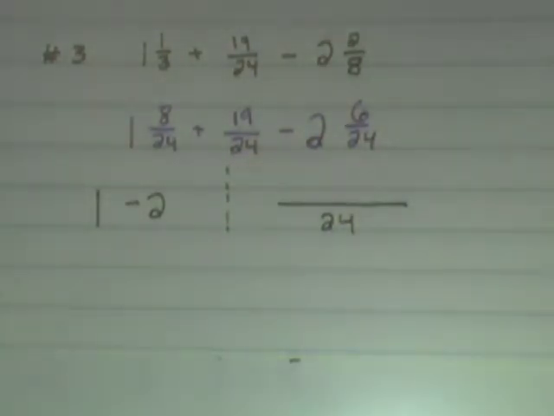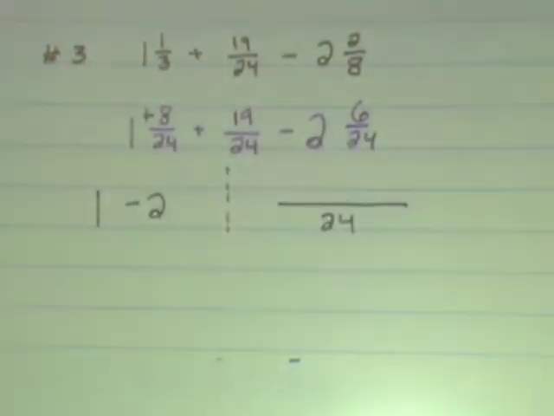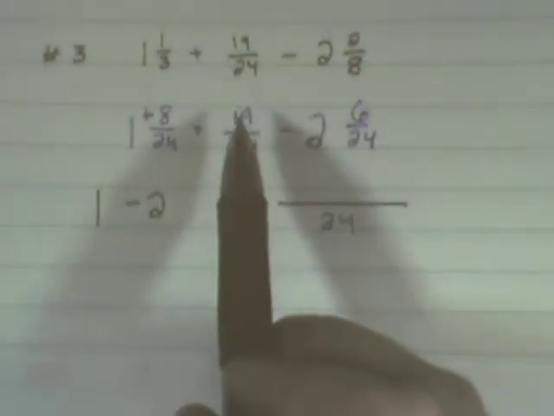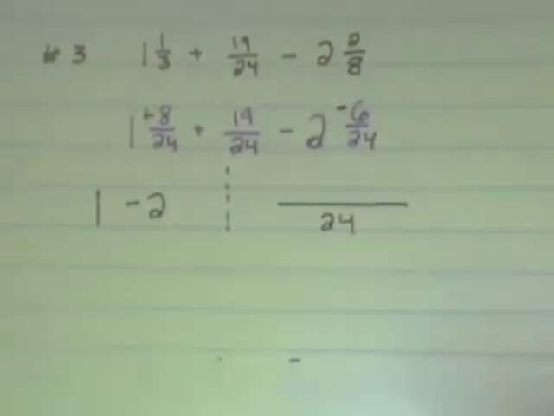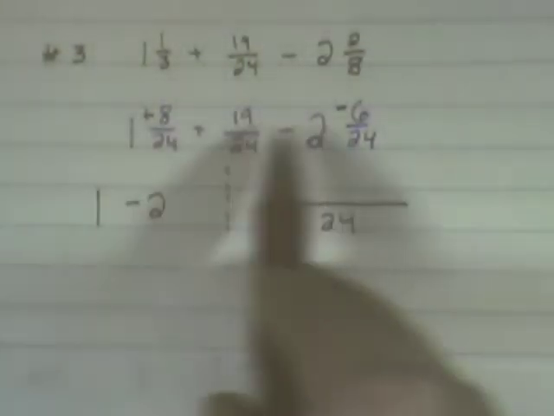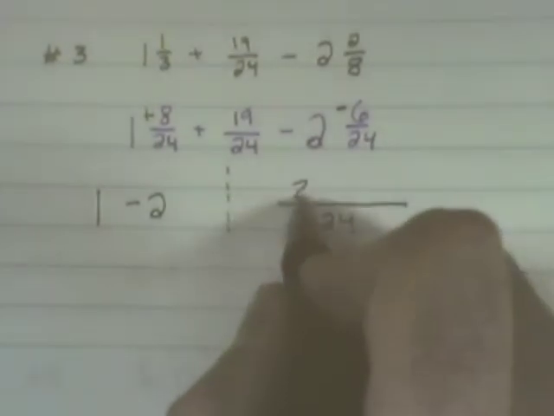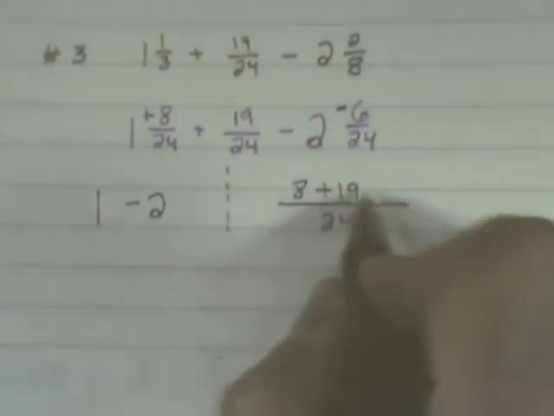Before I move the numerators over, I want to make sure I put signs on those numerators. So I see for the first mixed number, because the 1 is positive, the fraction is positive. On the second term, it is also positive, so I leave it be. On the third term, I see that the whole number is negative, and so the mixed number is also negative. And now as I transfer these numerators over, I'll say 8 plus 19 minus 6.